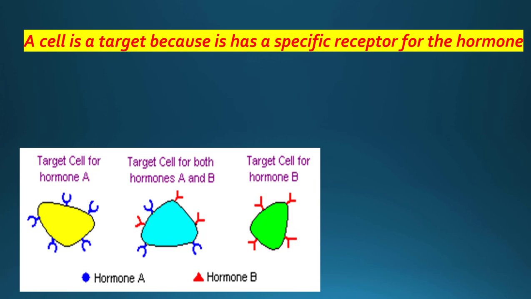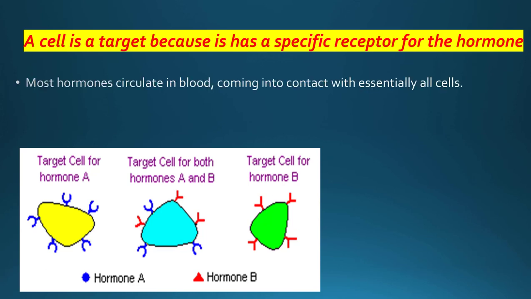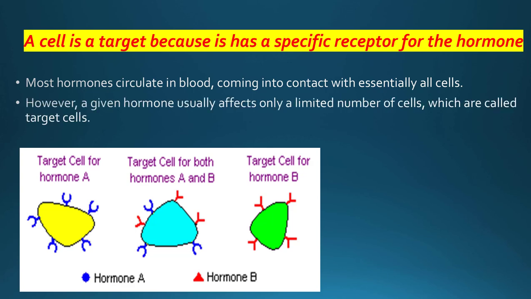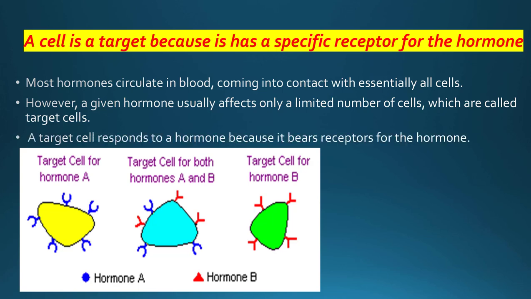Most hormones circulating in blood come in contact with essentially all cells. However, a given hormone usually affects only a limited number of cells, which are called target cells. Hormones actually pass around each and every cell, but the effect is on only a limited number of cells for which they have receptors. A target cell responds to a hormone because it bears a receptor for the hormone.